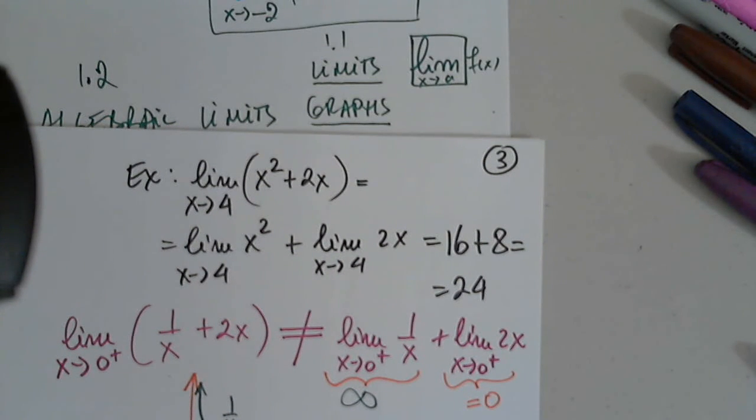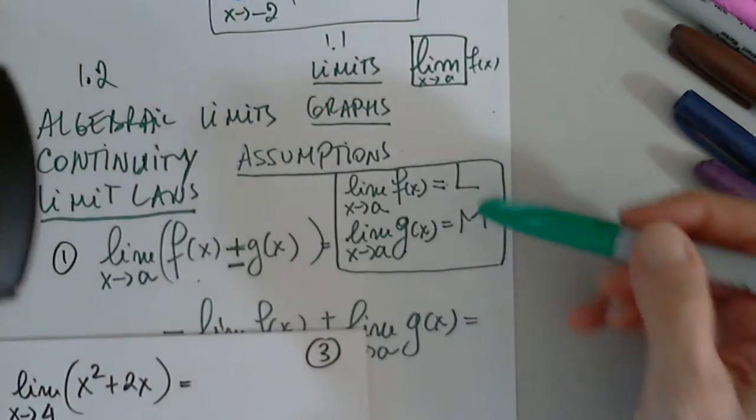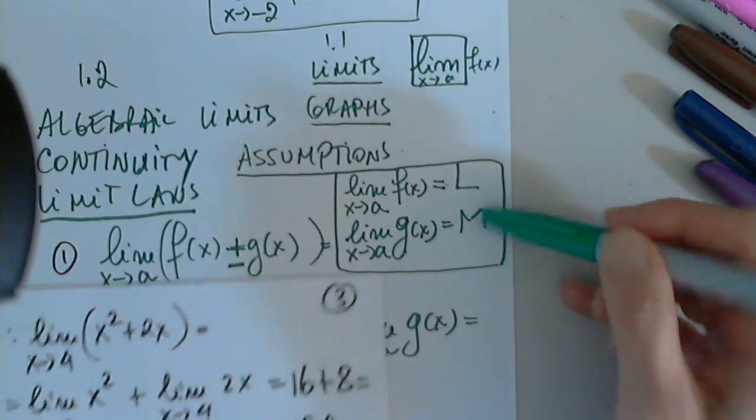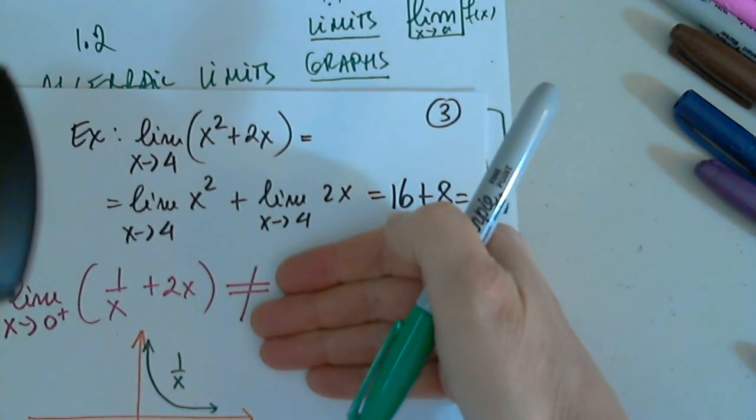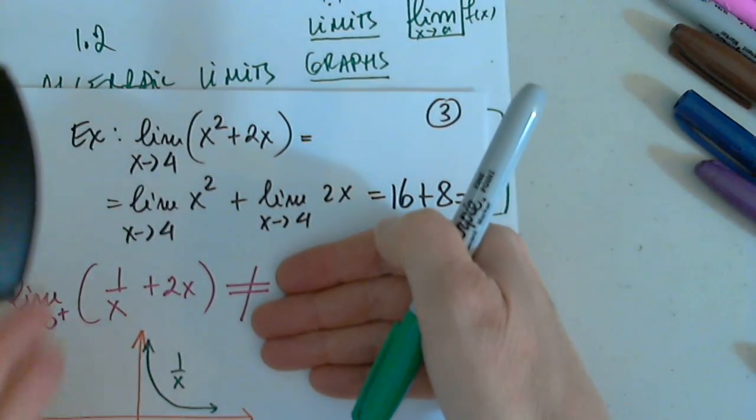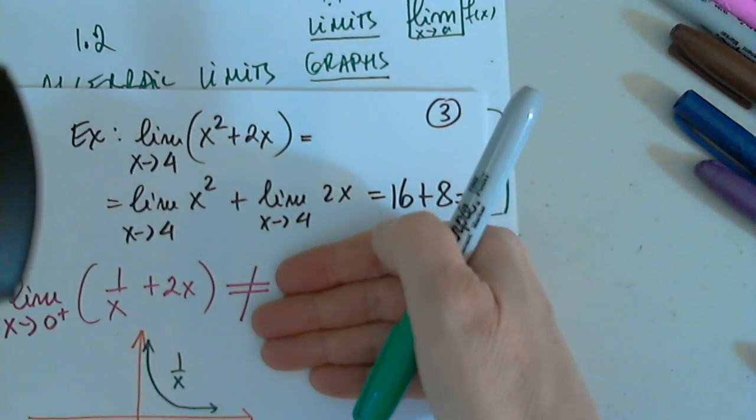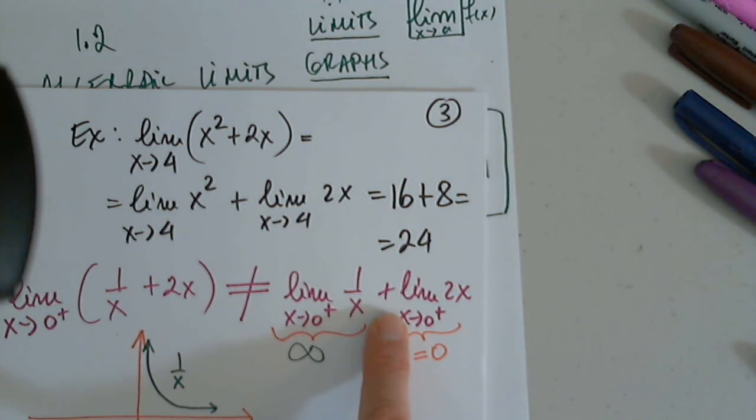The limit altogether, though, can't exist, correct? The limit altogether does not exist as infinity. But you cannot use the limit laws. Okay. Because the assumption is not fulfilled. These two have to be two numbers. But this is not a number. So the limit as a result is infinity, because infinity plus 0 is infinity. But you cannot write this. The limit of the sum does not equal the sum of the limits. So you cannot use the limit law.